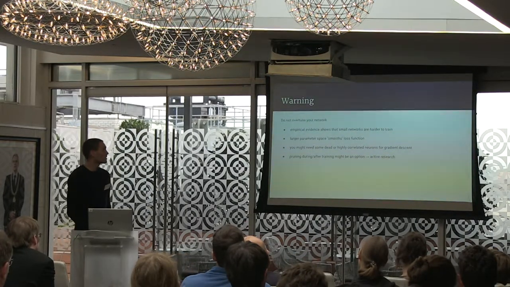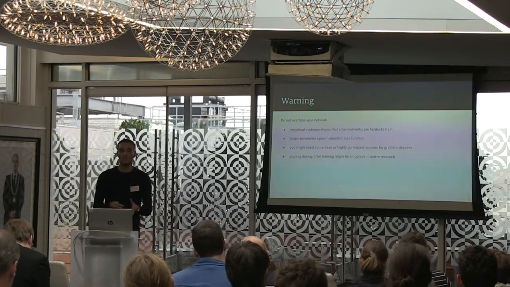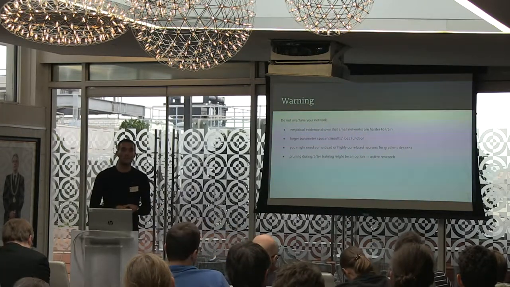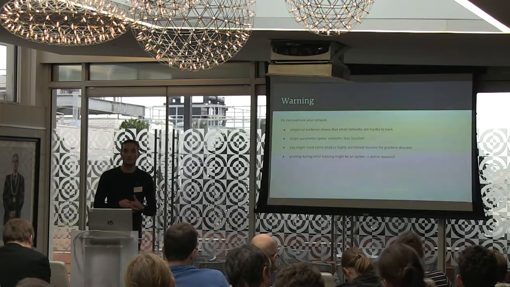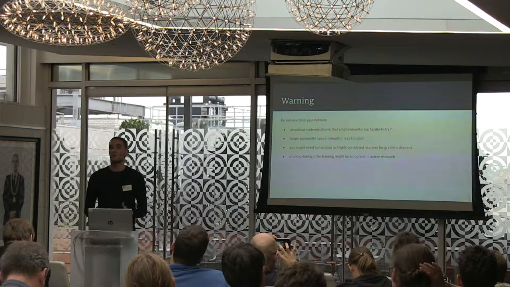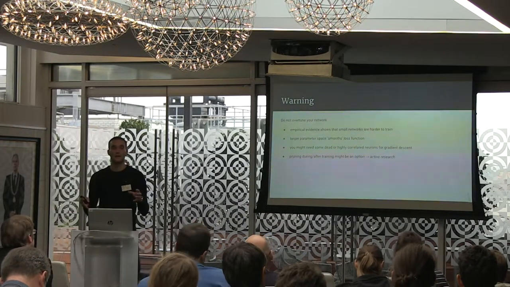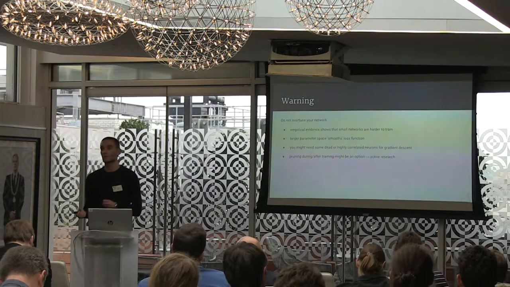Okay, final warning. I've said many times that you could maybe reduce the size of a neural net. Be aware that when you reduce it too much, you might have problems getting it to converge, because your loss surface gets more and more complex, and gradient descent might not find good local minima.